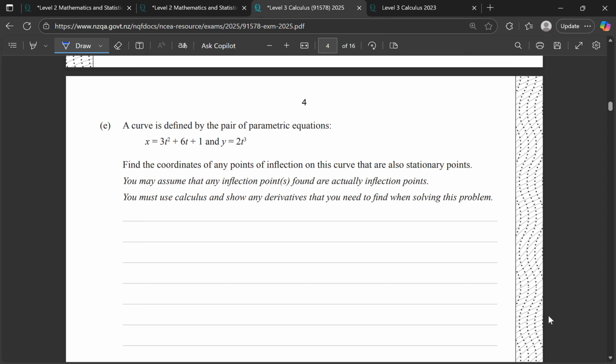All right. So to find any points of inflection, you need a second derivative, isn't it? So first derivative finds out turning points, and second derivative finds point of inflection. So we start with the dx dt.